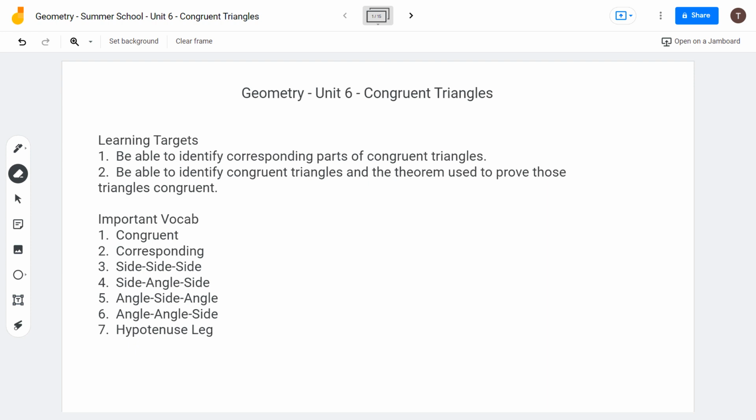So hopefully by the end of the day, you'll be able to identify corresponding parts of congruent triangles, and be able to identify congruent triangles and the theorem used to prove those triangles congruent. So if you don't know what the word congruent means yet, that'll be one of our vocab words, corresponding. And then we'll have our 5 theorems down there that we'll talk about.